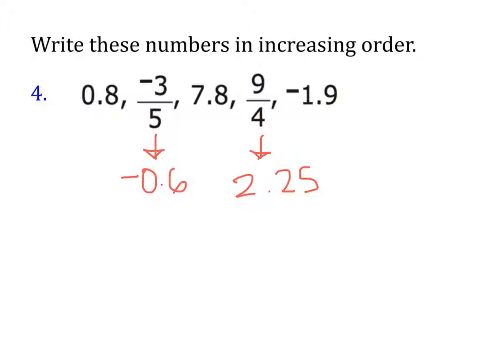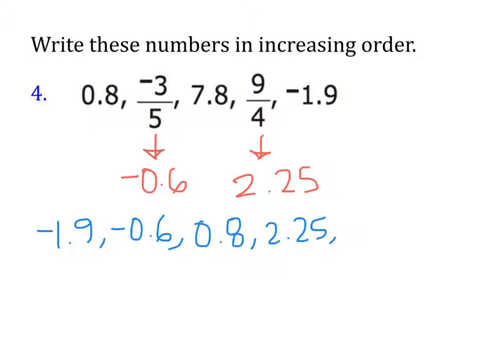Now that I've got my fractions written as decimals, I'm going to put them in order, and I'm going to start with the very most negative number. So if I look at the two negative numbers I have, negative 0.6 or negative 1.9, negative 1.9 is the most negative. Then will come negative 0.6. Then I will have from the positive numbers 0.8, 2.25, and 7.8.